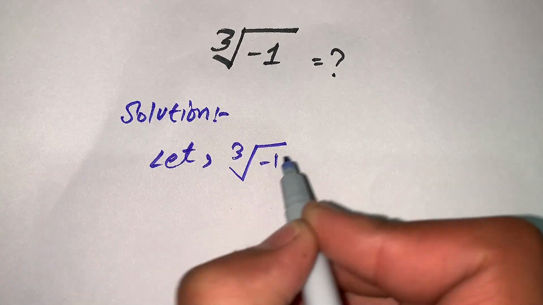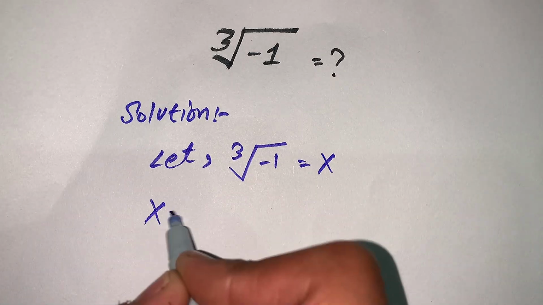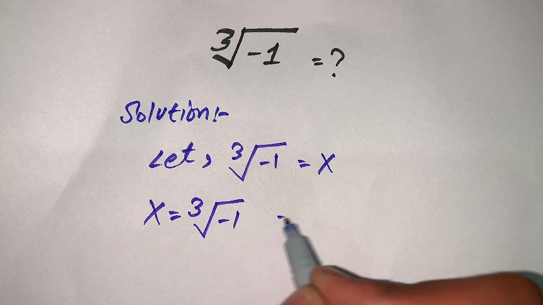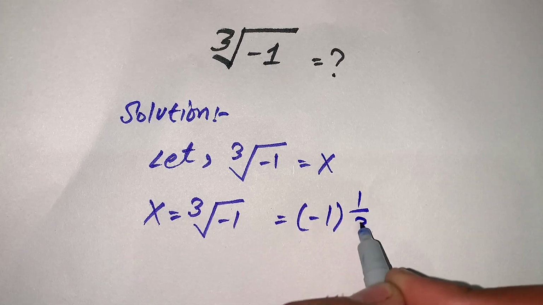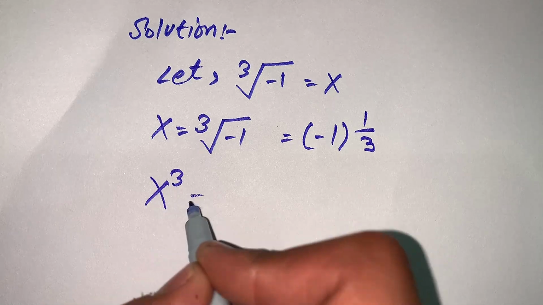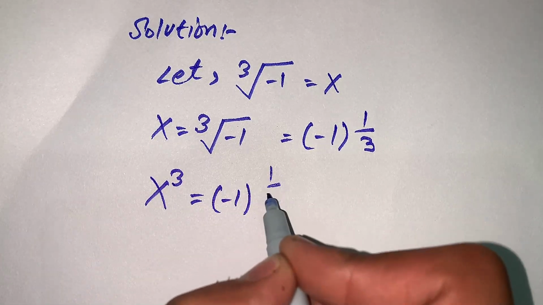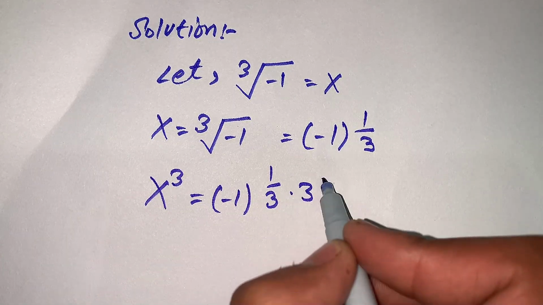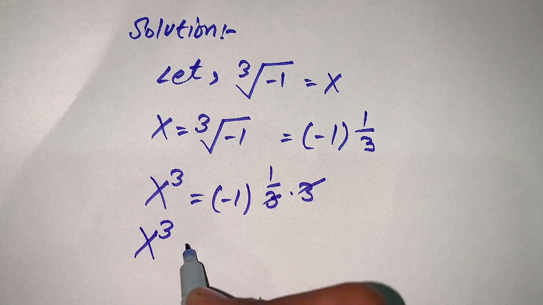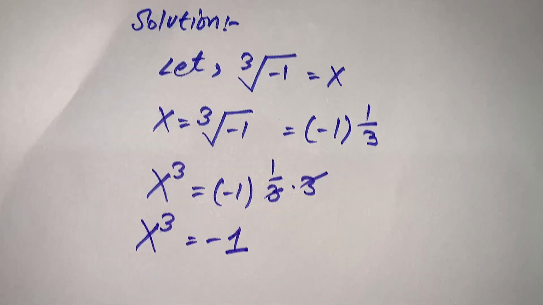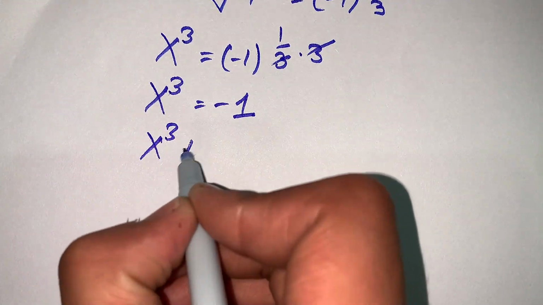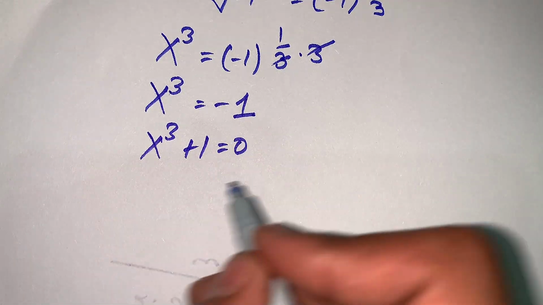First we let 3 to the power minus 1 equal x. So x is equal to (-1)^(1/3), which is minus 1 into 1 divided by 3. Then x cubed is equal to minus 1 into 1 divided by 3 into 3. This 3 cancels with this 3. So x cubed is equal to minus 1, so x cubed plus 1 is equal to 0.